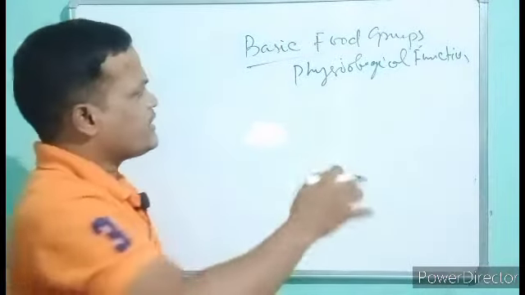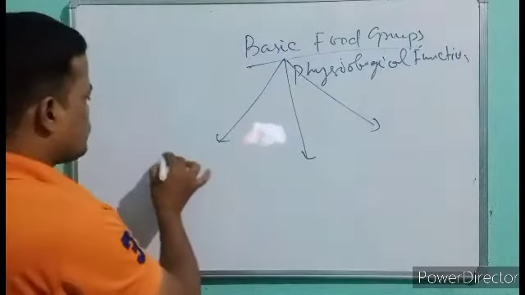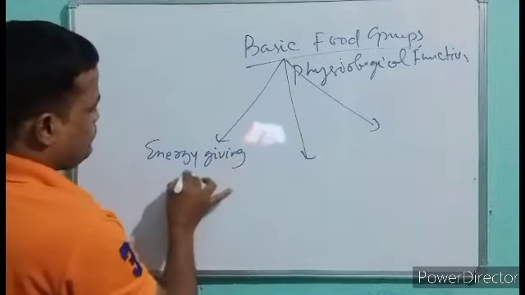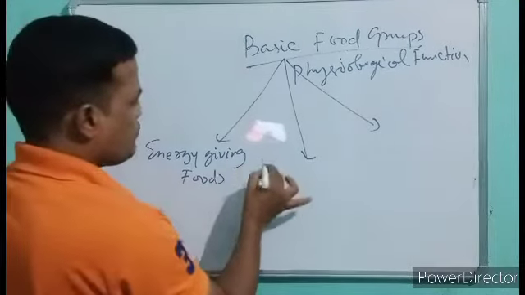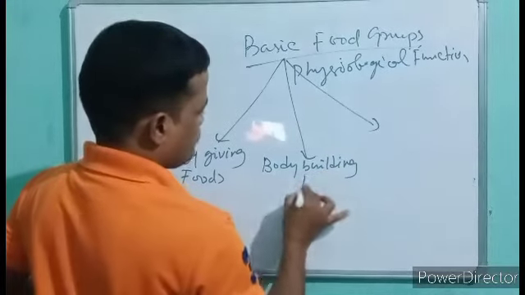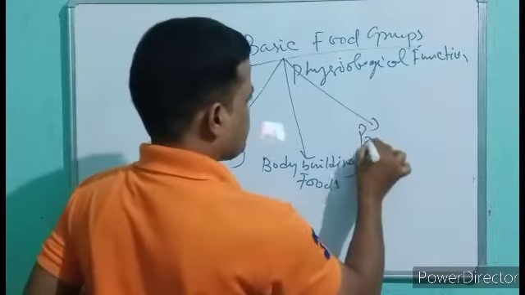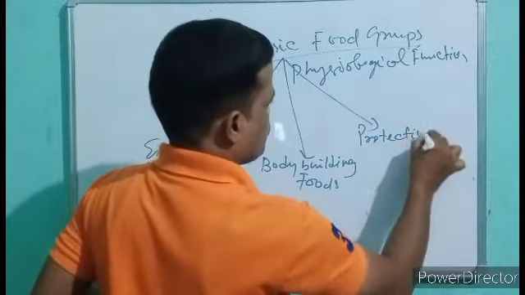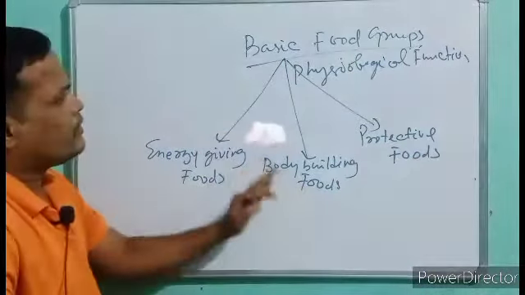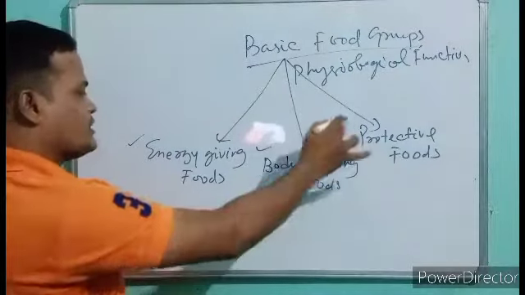Is it right? Generally, we can say the basic food groups fall into three categories. Number one is energy-giving foods. Number two is bodybuilding foods. Number three is protective foods. So the basic food groups fall into three categories: energy giving foods, bodybuilding foods, and protective foods.